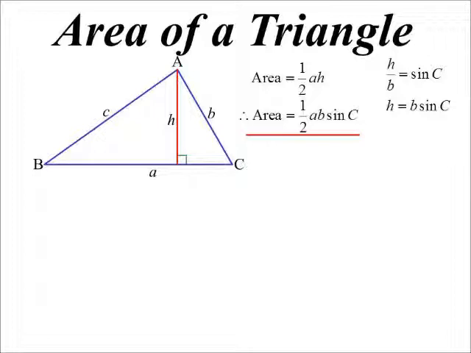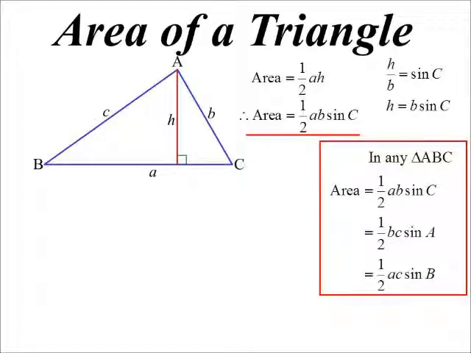But again, I could have drawn a perpendicular from B or a perpendicular from C. So there are 3 different ways we could do it. Basically, it's two sides and the included angle you need to find the area. So half ab sine C, half bc sine A, or half ac sine B will do the job for us.